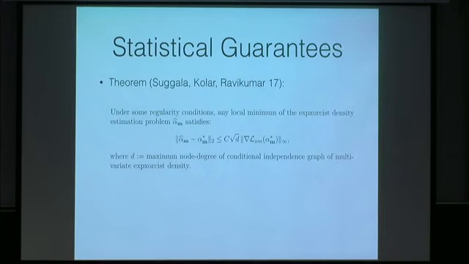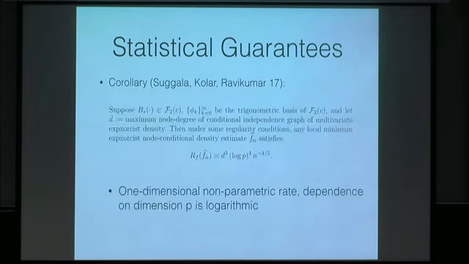You can essentially think of this as some noise level, but the key point is that it also depends on this term d. Look at the ground truth joint density. This has a conditional independence graph, and you look at the maximum node degree of the conditional independence graph of your joint density, and it depends on that. Okay. Let me look at a corollary. I don't want to go into the details of that noise level.